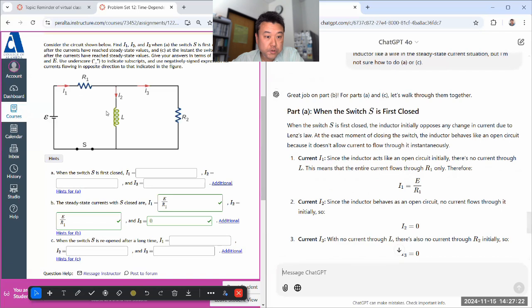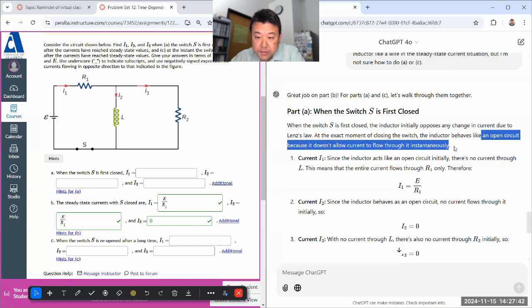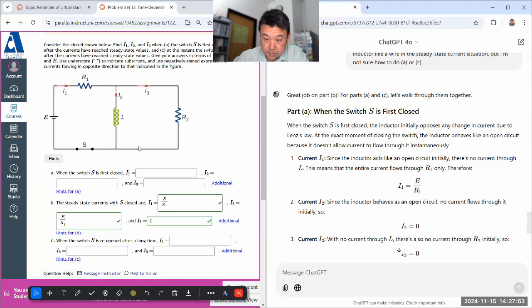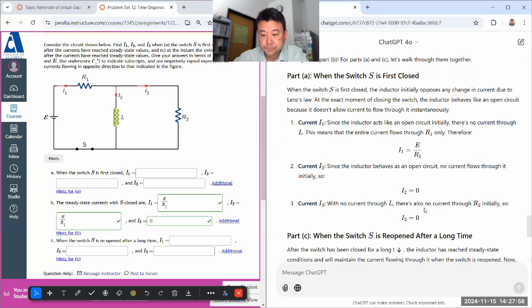First, the rule should be that this is like an open circuit. Any change in current is opposed, and because it had zero current before, the moment the switch is closed, it's still zero current. So it's like an open circuit. It takes time for current to ramp up. So open circuit, it means R1 only. Therefore, oh, that's wrong. Why is it so wrong?